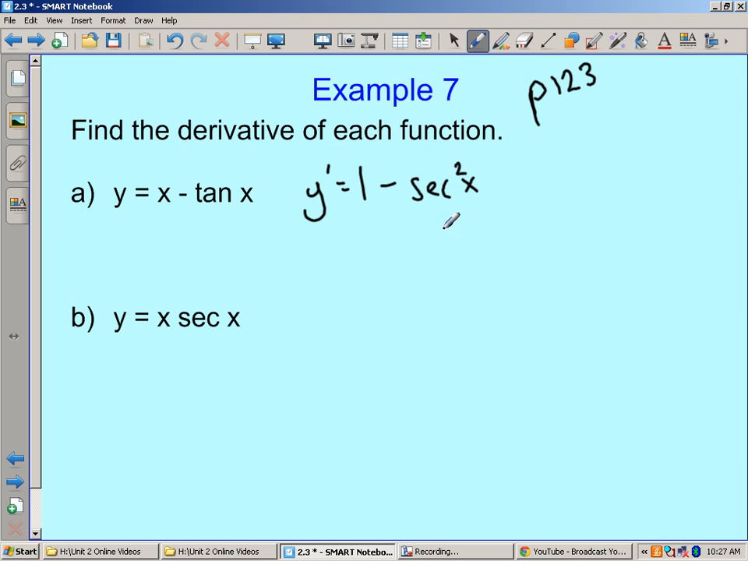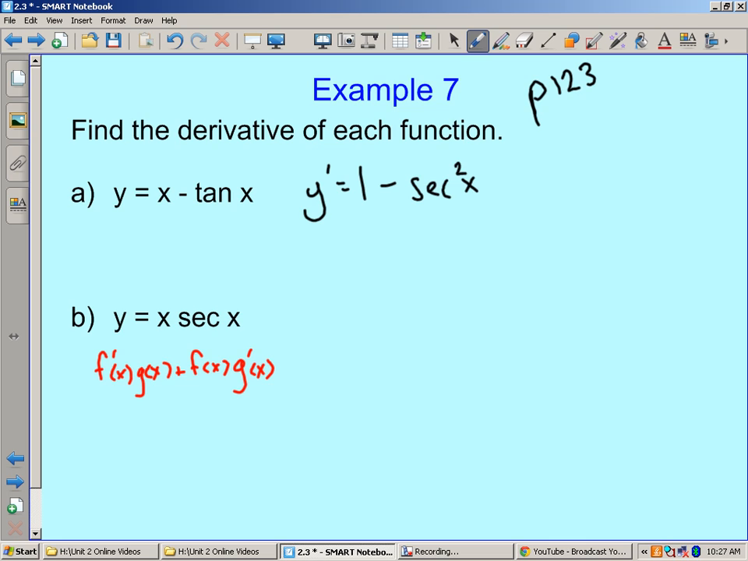For the next one, you'll notice I'm taking x times secant, and when I multiply x times secant, this ends up giving me a product rule. And so a quick refresher of our product rule is that we do f prime of x, g of x, plus f of x, g prime of x. And so that's basically what I'm getting there.